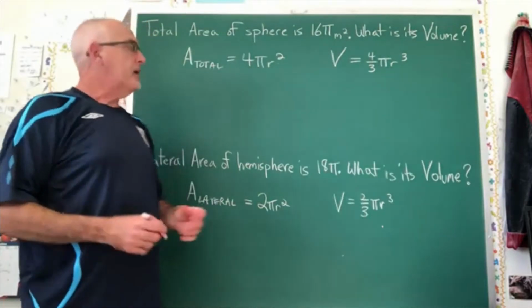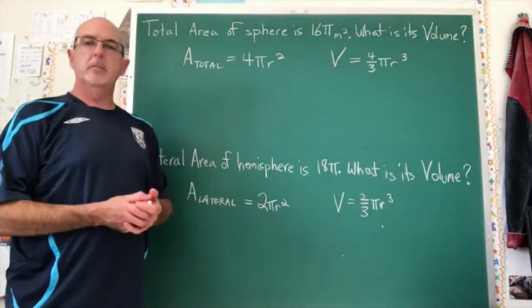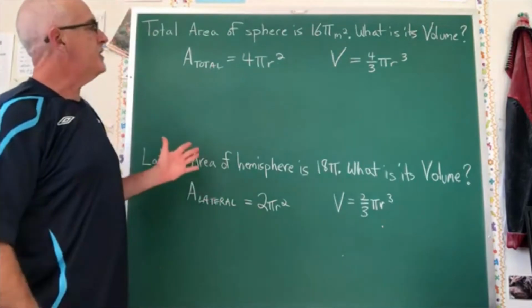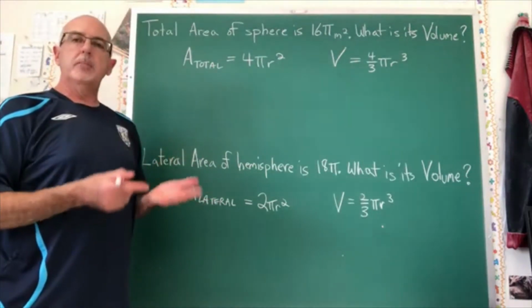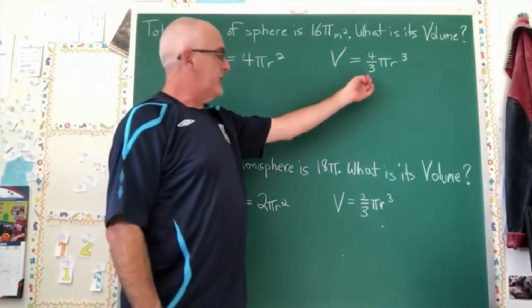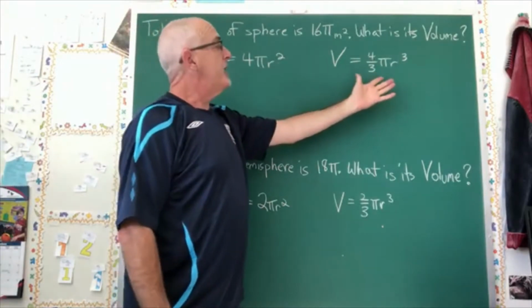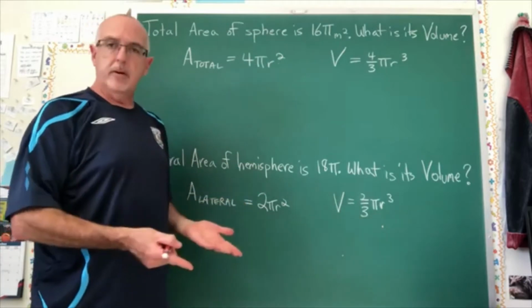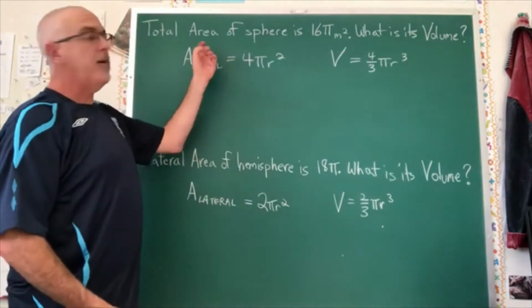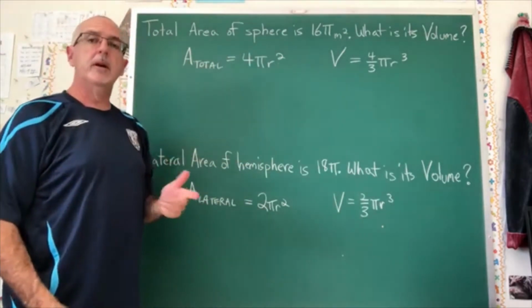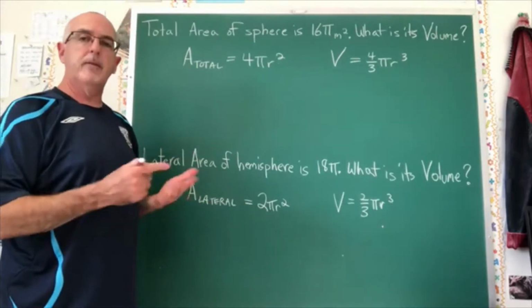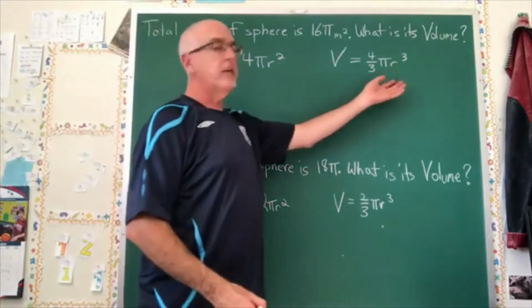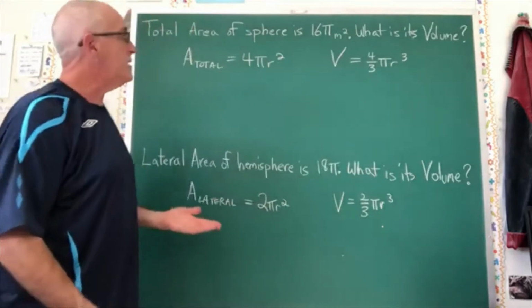Today's Daily Dose of Math is part 3 in our series of videos about the sphere and the hemisphere. One of the ways that you can be asked to find the volume of a sphere or a hemisphere is, instead of being given the radius or even a diameter, you're given the area of the sphere or the hemisphere. You have to use the area formula to find the radius, then you can use that radius to find the volume. It just becomes a two-step process.